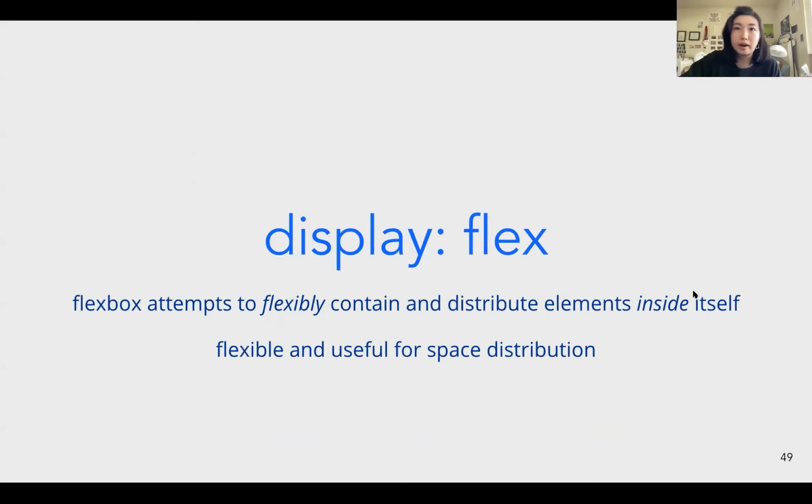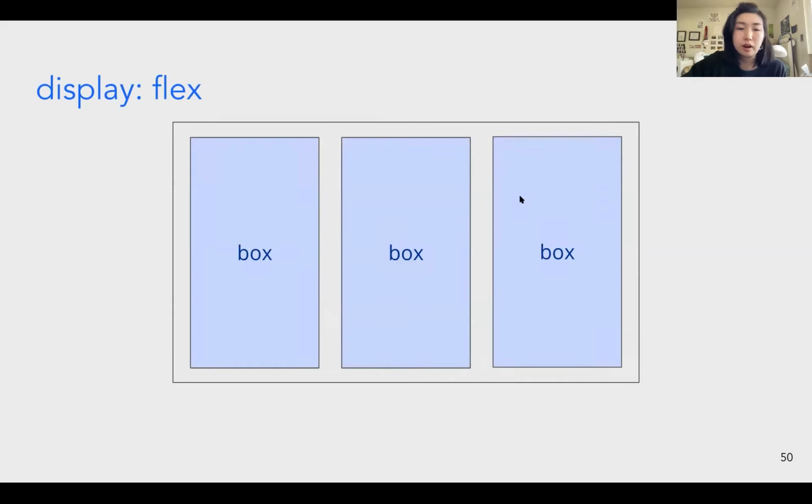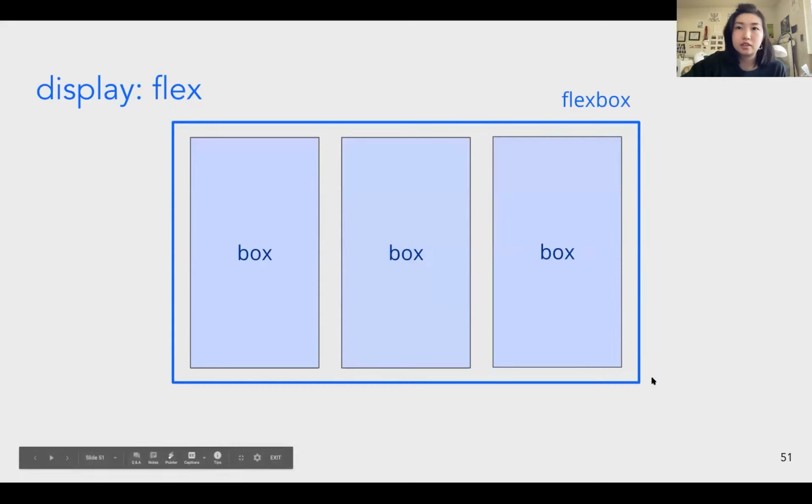Okay, so there's multiple solutions. We're first going to talk about flex boxes, which is where you do display flex. As a review, they attempt to flexibly contain and distribute elements inside of itself. It's pretty useful because you don't really have to set a lot of parameters. It'll just distribute itself for you. So here we have 3 boxes. And a reminder is that the display flex goes on the parent container. You don't put display flex on these child components. You put it on the parent container. And then every child component will be distributed flexibly within the parent container.